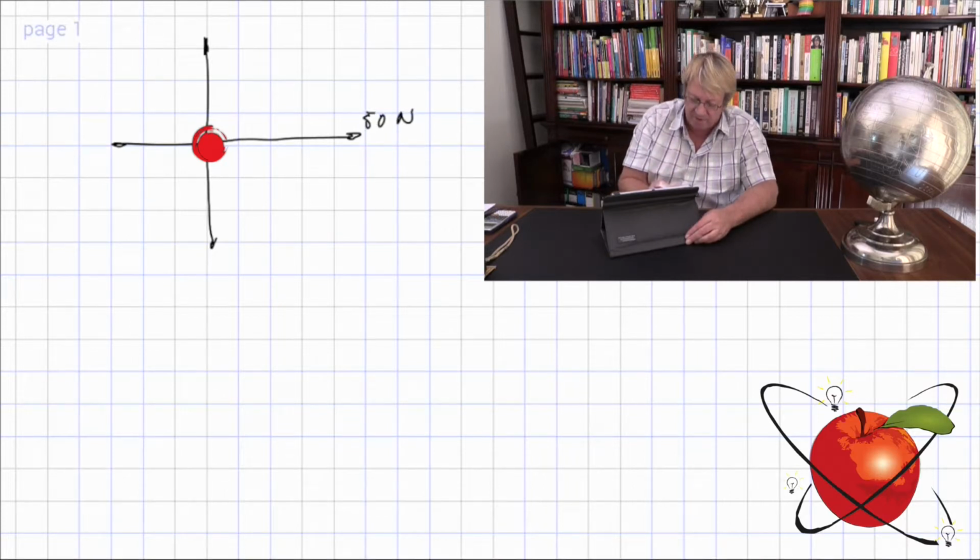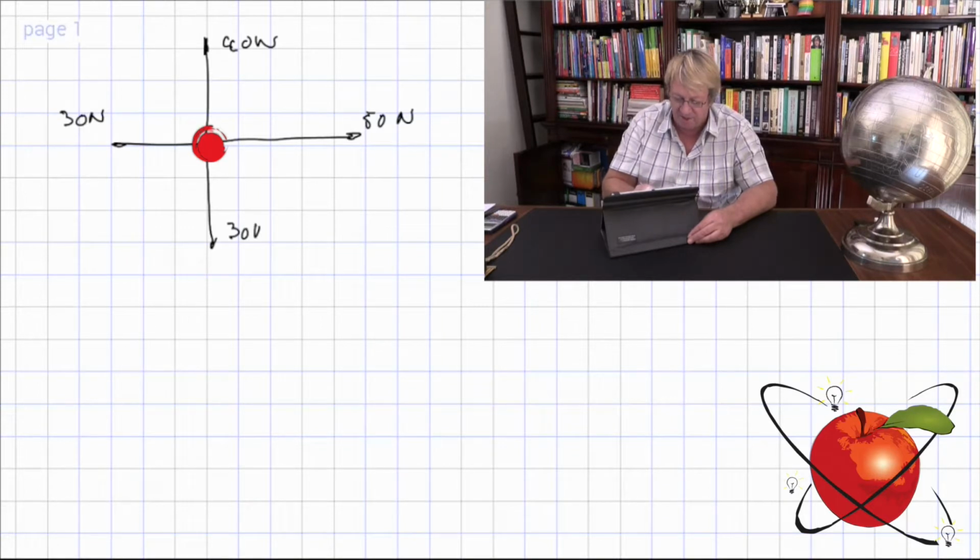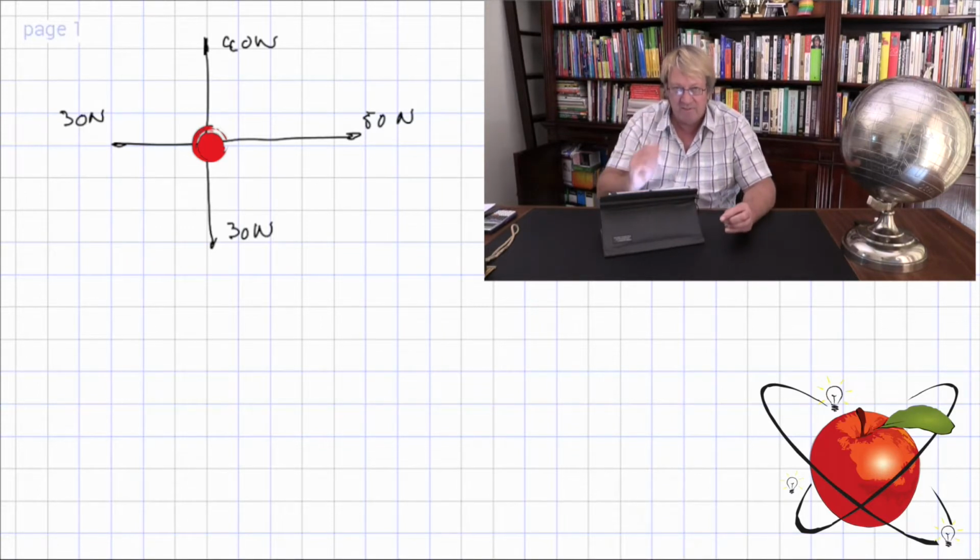And let's call this one 30 newtons over there. Let's call the force up, I don't know, shall we call it 40 newtons? And let's call the force down 30 newtons as well. Let's have a look. What do we now do? We now break up our logic into two bits. We ask in the horizontal separately to the vertical.